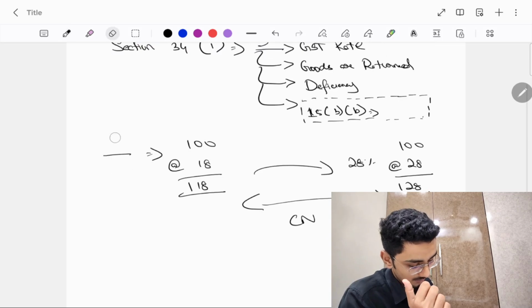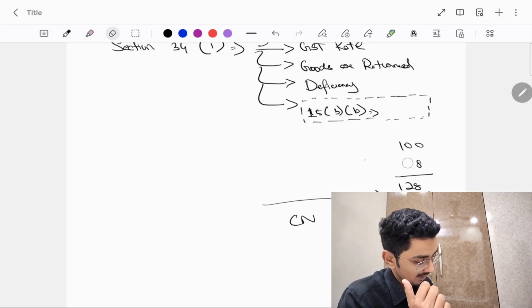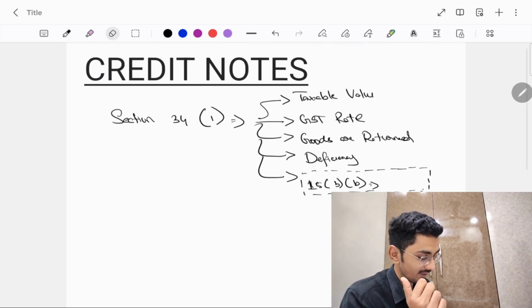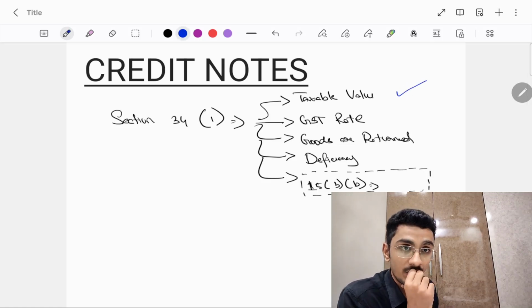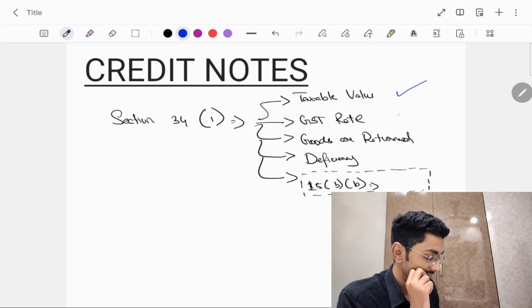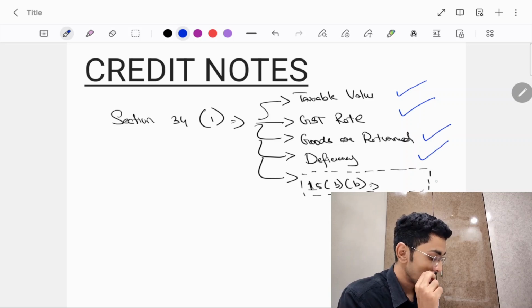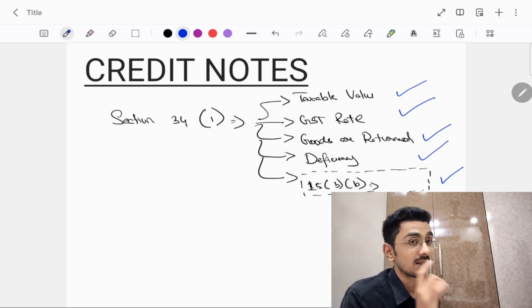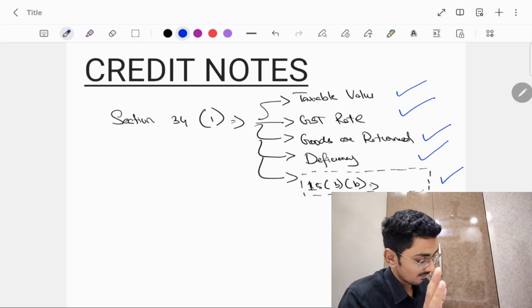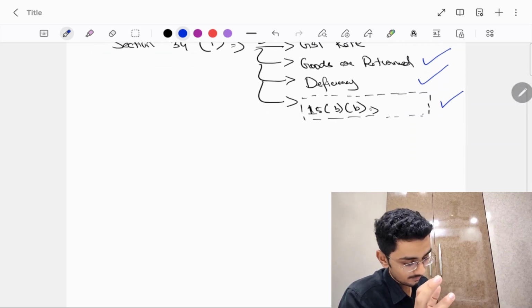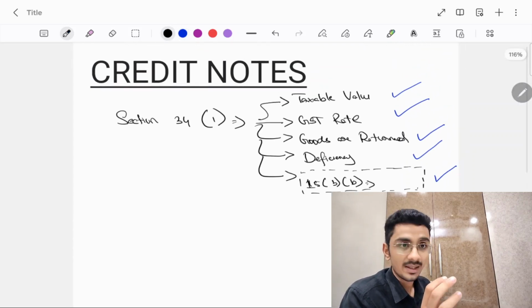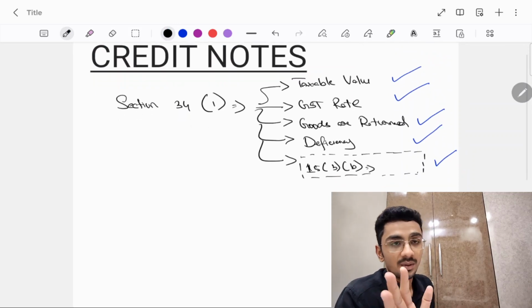Now, this being just one of the reasons, GST allows you to raise a credit note for 5 different reasons. First one being taxable value, if you want to reduce the taxable value, or any change in the rate, or goods being returned, or a deficiency, or in the case of 15(3)(b). We'll come back to 15(3)(b). For now, we understand that there are 5 valid reasons.